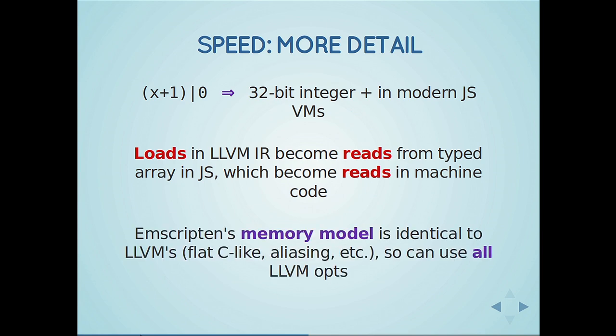Finally, the model that I've told you about, basically using typed arrays to represent memory and so forth, gives us a memory model that's identical to LLVM's. So it's this flat C-like model with aliasing. Instead of reading two 32-bit integers, I can read a single 64-bit integer and split it up, et cetera. And because we support everything that C's memory model does, we can just run the entire LLVM optimizer on the code, which can make it a lot faster and can also do things that handwritten JavaScript couldn't, because the LLVM optimizer knows types and can do a lot of clever things. So that's another reason why C compiled into JavaScript can be very fast.